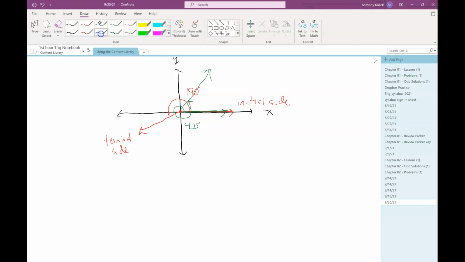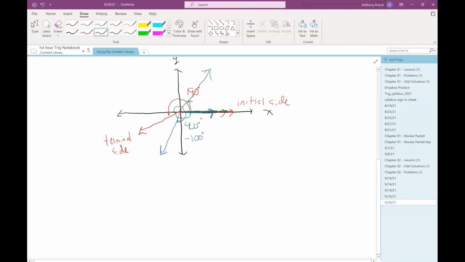Now we can also define a negative angle in this way. So the positive angles are rotating counterclockwise. If I want to draw a negative angle, say like negative 100 degrees, instead of rotating counterclockwise, I'm going to rotate clockwise. So like negative 90 and then like negative 10 more makes like a negative 100 degree angle. Is everybody okay with that idea?